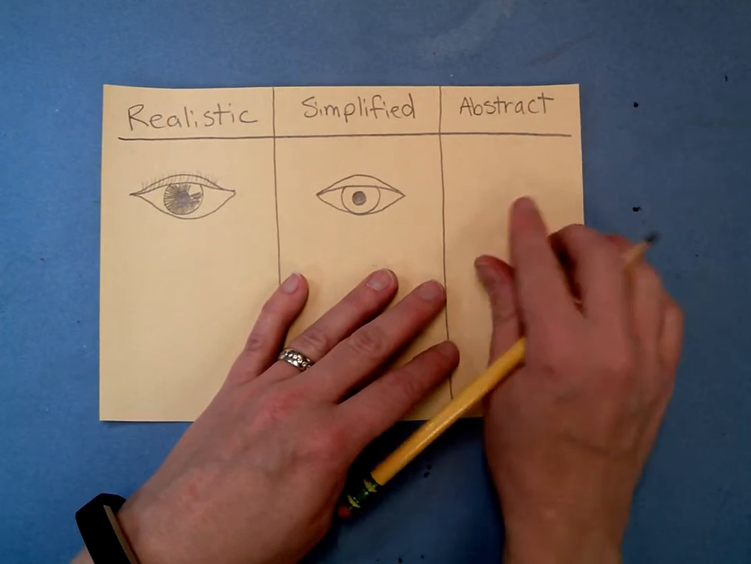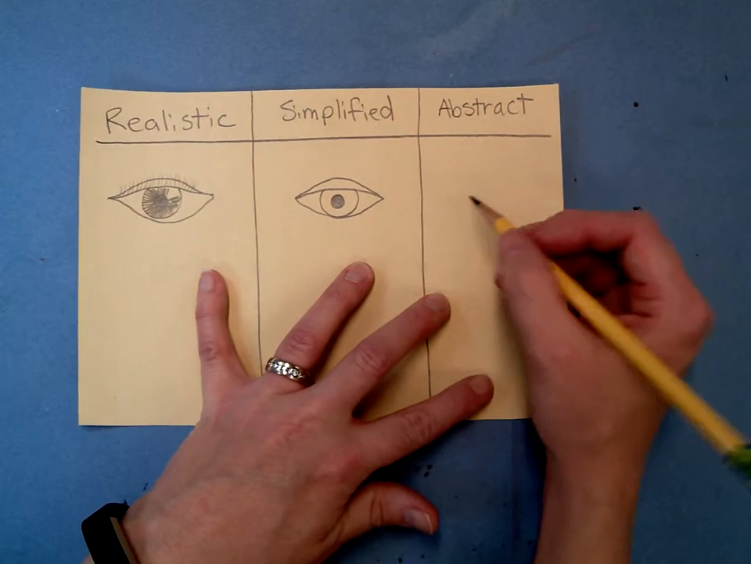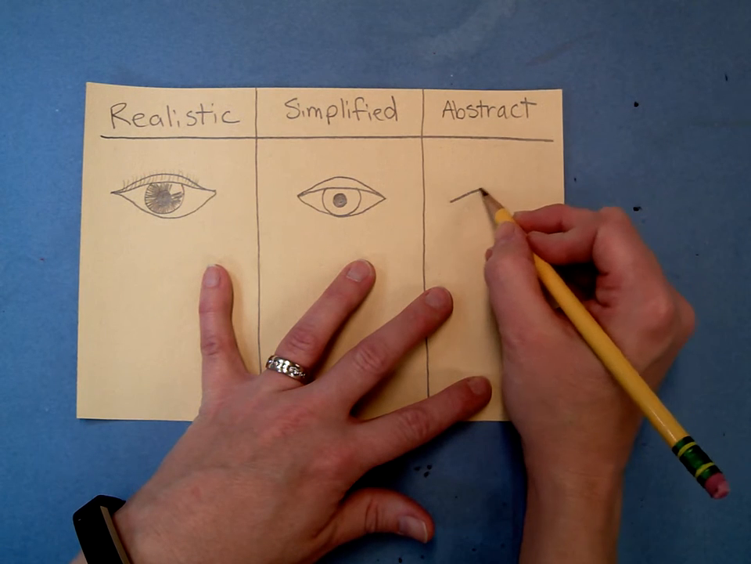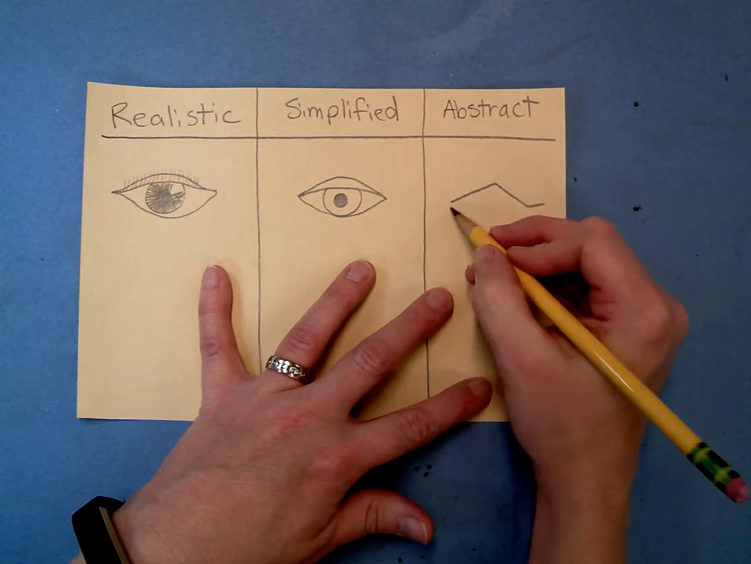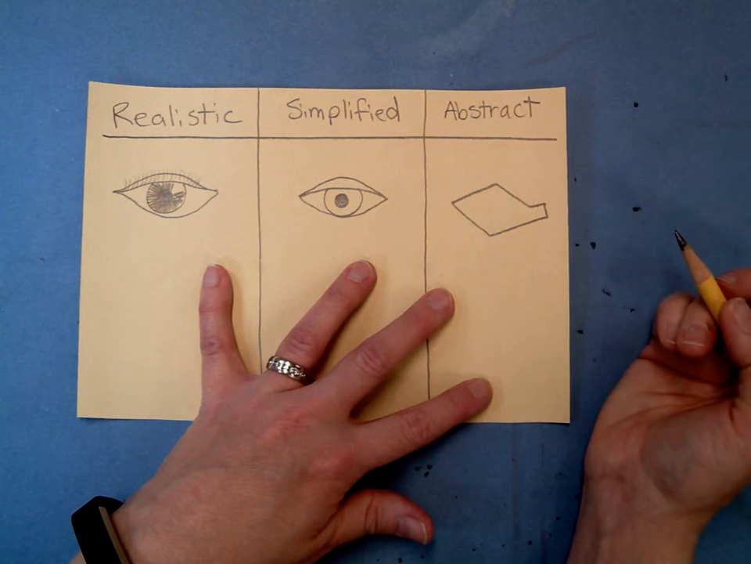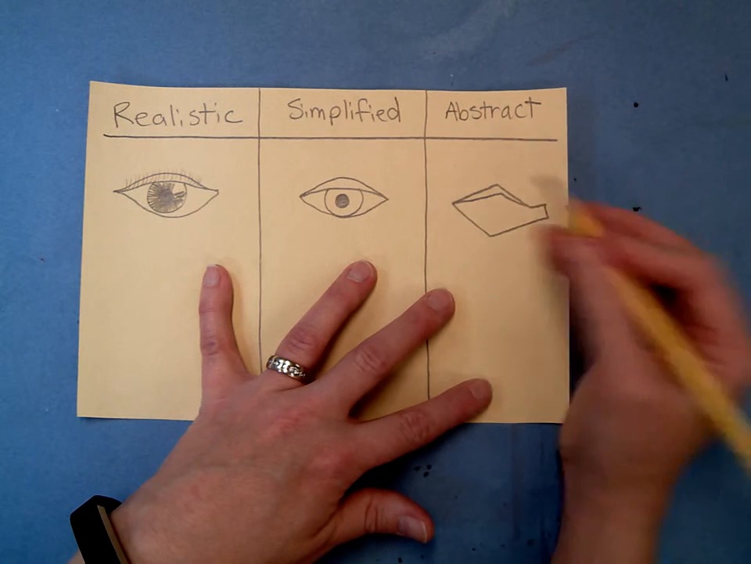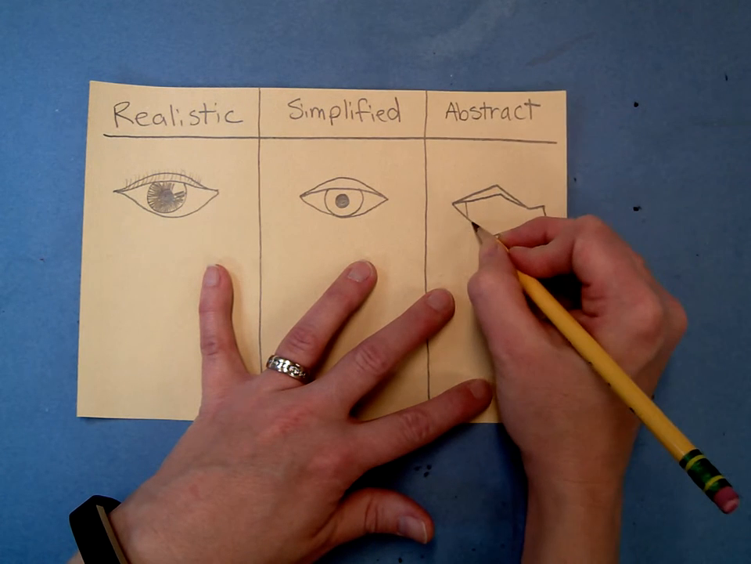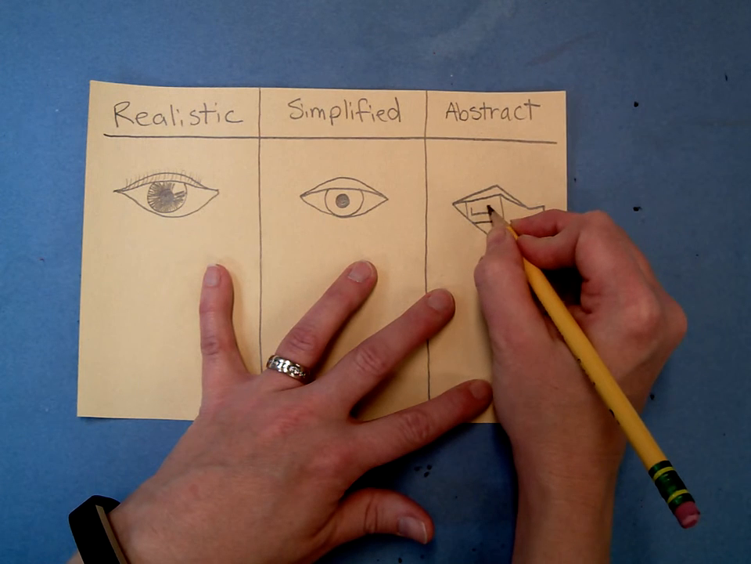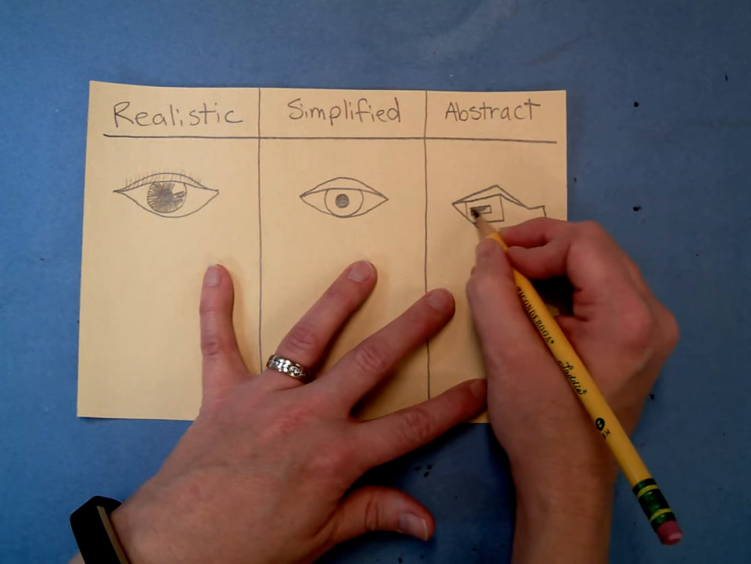When we abstract it, this is where we start changing the placement, we start changing the shape, we start changing the size of things. So instead of that football shape, maybe I'll think more like a diamond shape. So the details might still be there. You could still have an eyelid. Maybe now, though, the iris and pupil are square or rectangular. So the shapes are starting to be changed.